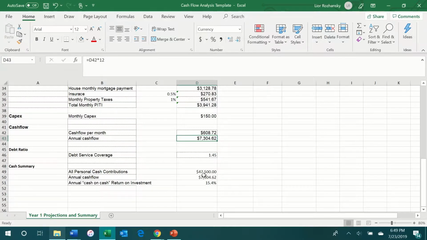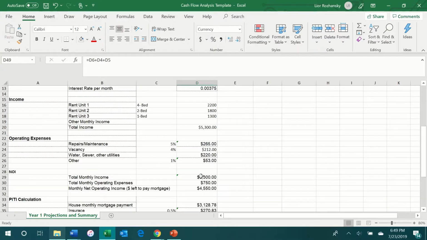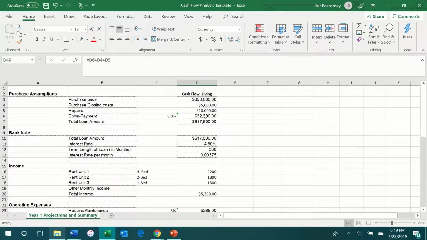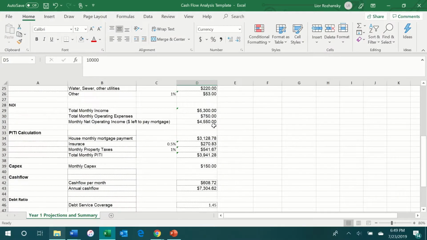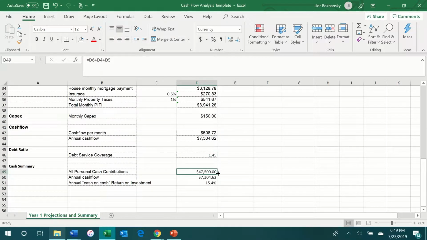And what we can see here is our cash summary. This is basically our down payment, the cash we put in. This is our down payment plus our closing costs. Plus, remember, we budgeted that $10,000 of repairs. So this is all of the cash that we've expended, about $47,000. Once this building is fully rented out, we should be making about $7,000 a year, which is about a 15% return on our cash invested, which is pretty damn good.